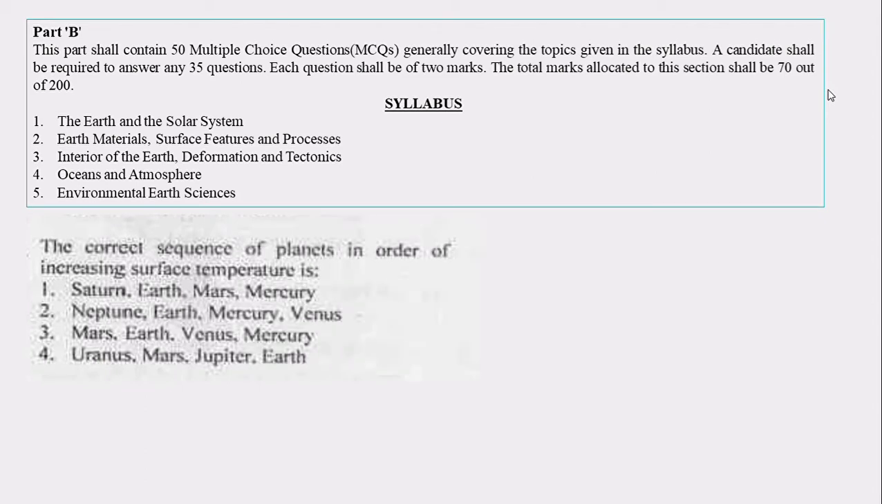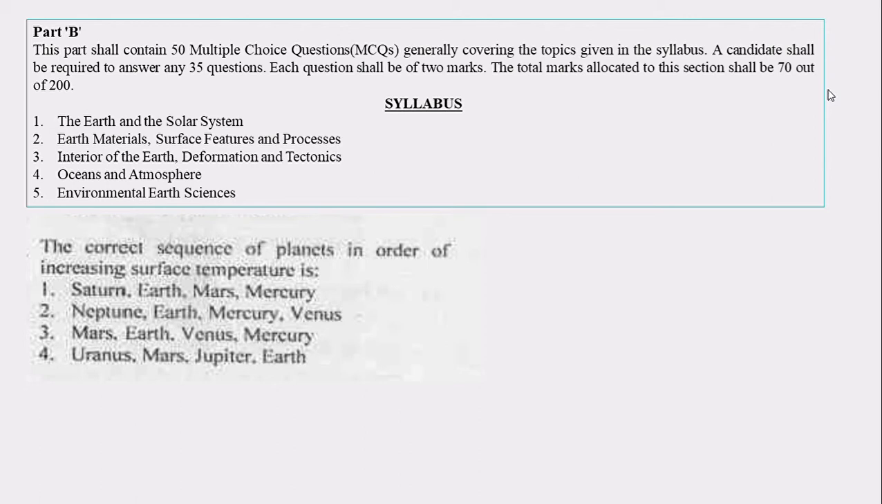The first question is: what is the correct sequence of planets in order of increasing surface temperature? So they are given 4 planets in different orders. The first planet will have a very low surface temperature compared to the last planet in the list. And if you see, there are 4 options: Earth, Mars, Mercury is the first option. Neptune, Earth, Mercury, Venus is the second option.